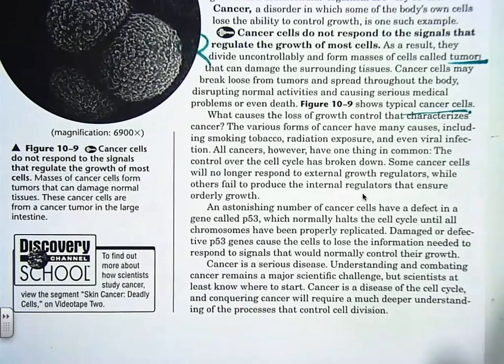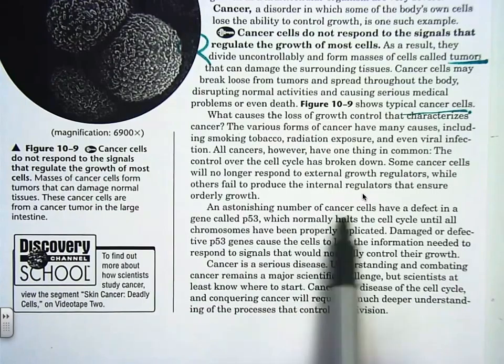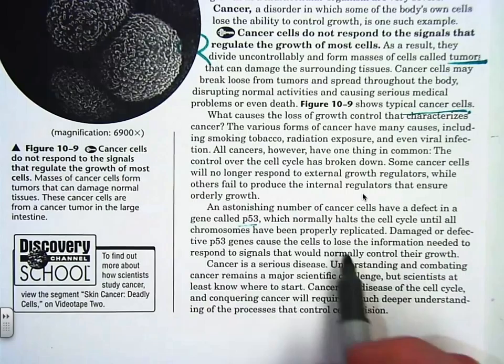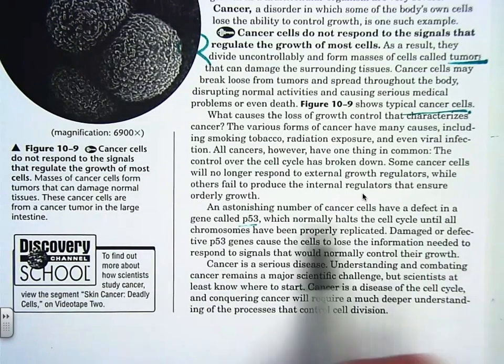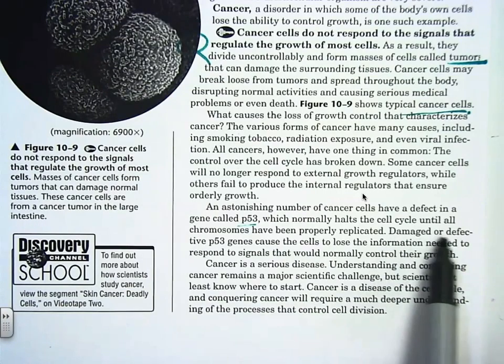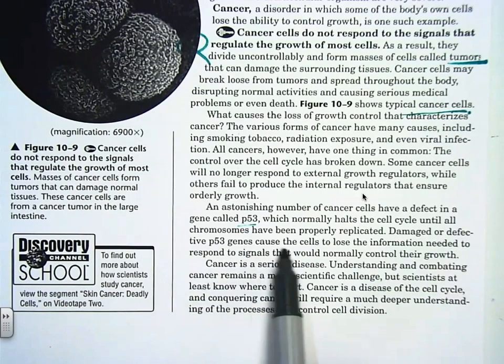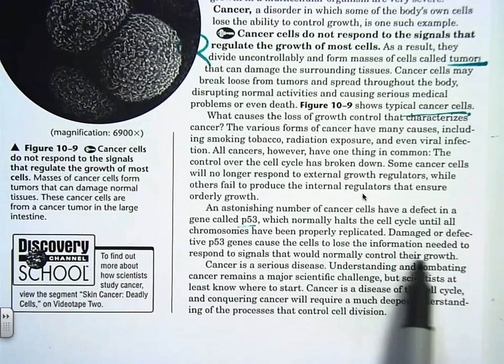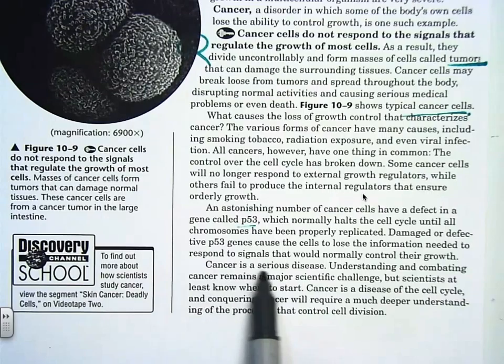An astonishing number of cancer cells have a defect in a gene called p53, which normally halts the cell cycle until all chromosomes have been properly replicated. Damaged or defective p53 genes cause a cell to lose the information needed to respond to signals that would normally control their growth. Cancer is a serious disease.